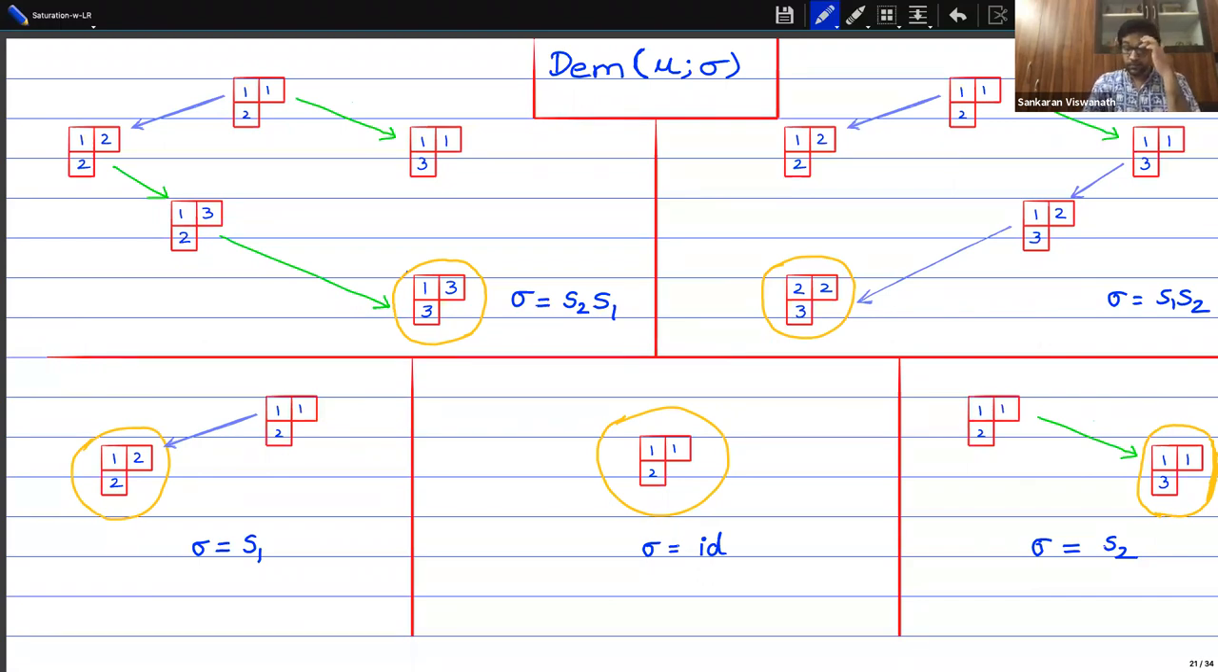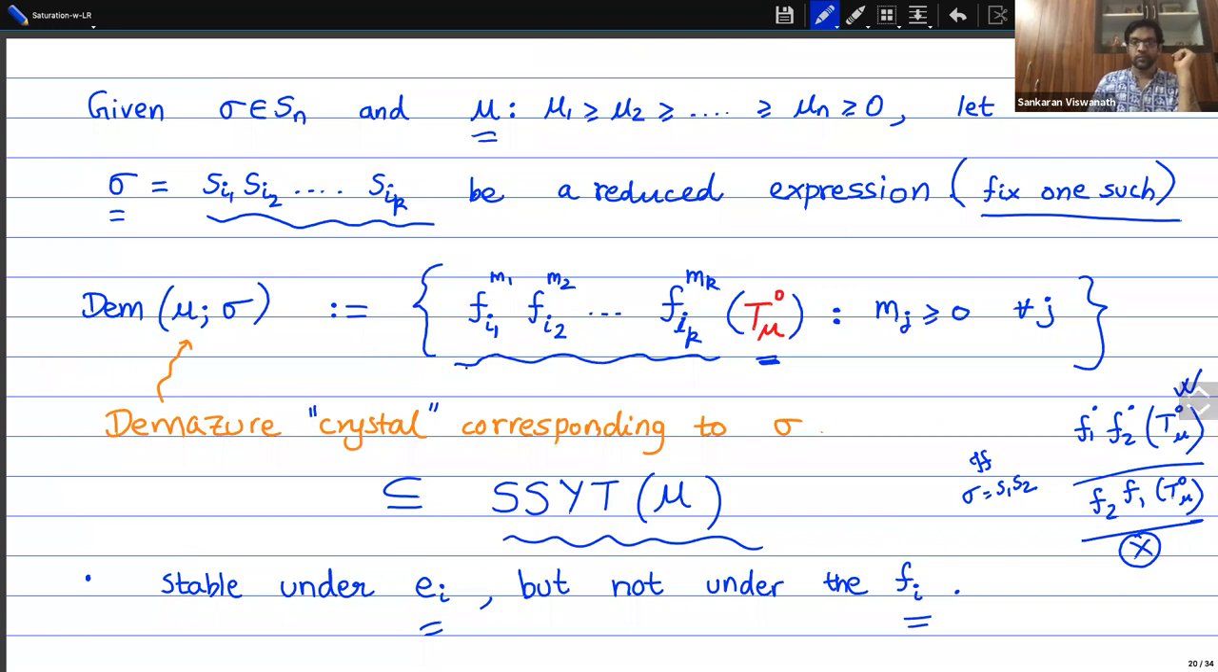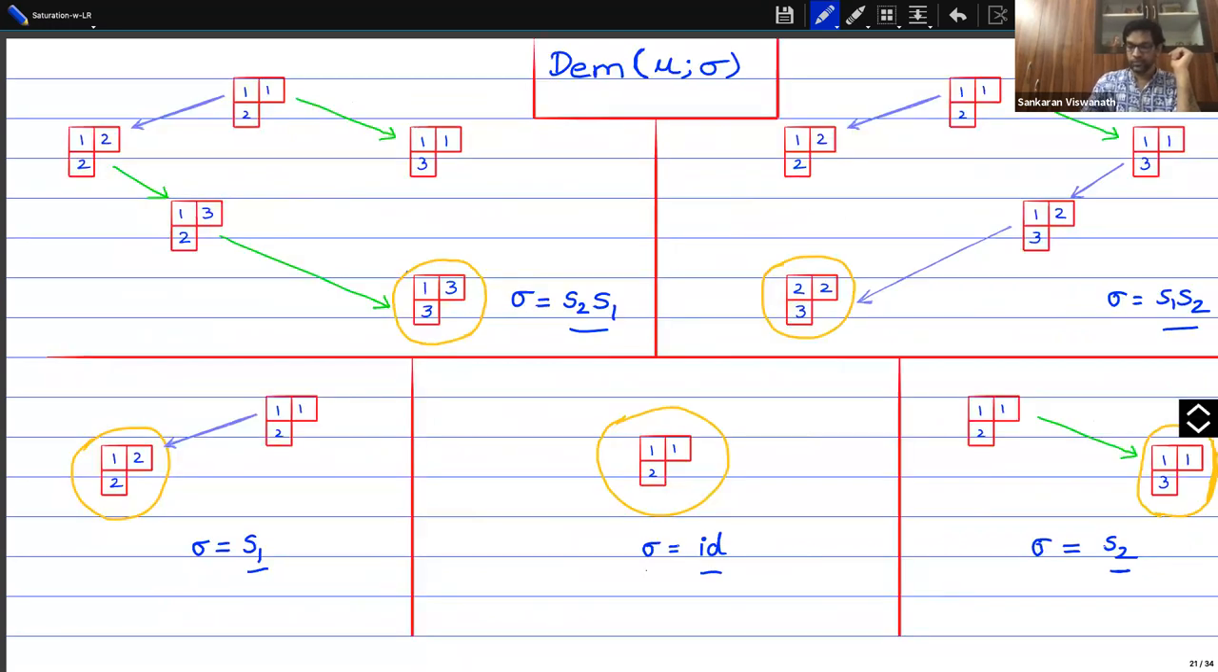But let's look at what sorts of objects one gets in our example. So if we take the set Dem mu sigma, these are what I call Demazure crystals. So these are the various possibilities. I take the element sigma to be the identity, or S2, S1, S2, S1, and S1, S2. So I have five of the six elements written out here. And for each of them, the Demazure crystal, that is the subset that I generate by following this prescription. So that collection is what's drawn here.